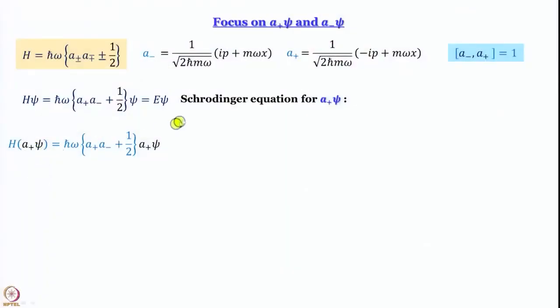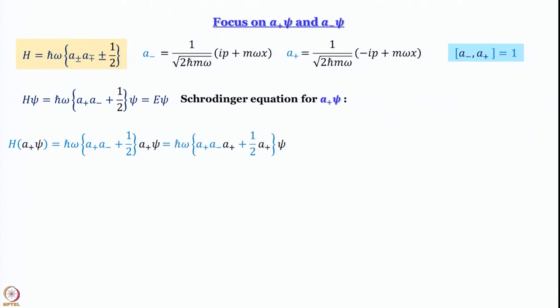So, what we will do is in this Schrodinger equation, instead of psi, we just write A plus psi on the left hand side. So here, h cross omega (A plus A minus plus half), instead of psi I have written A plus psi. What will the right hand side be? It will not be E psi, it will be something like E dashed multiplied by A plus psi if it is an eigenvalue equation. Some other energy will be there corresponding to the A plus psi wave function. Does it still remain an eigenvalue equation? We will see. Let us proceed.